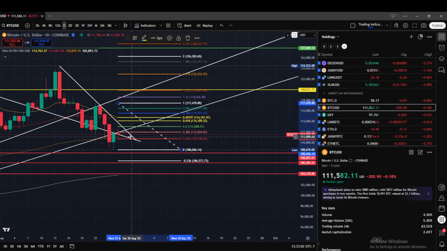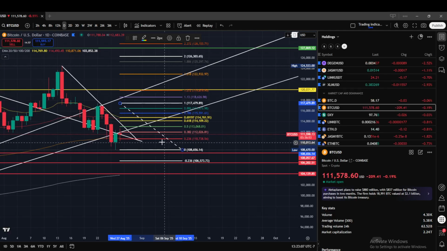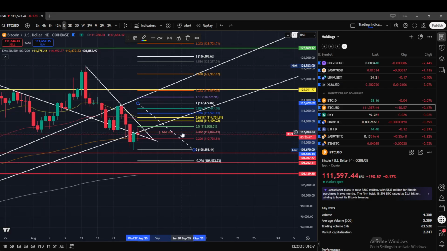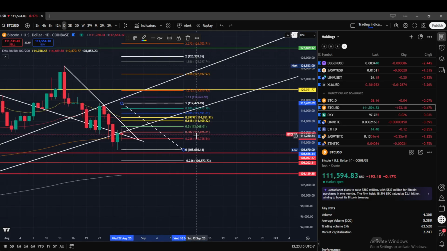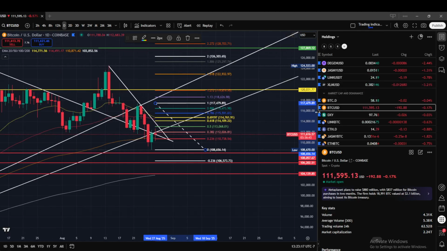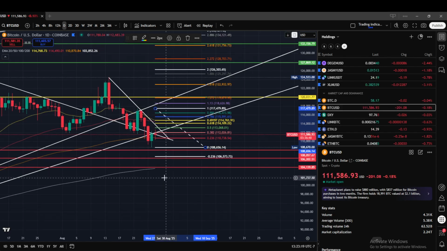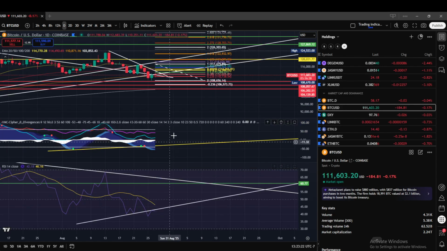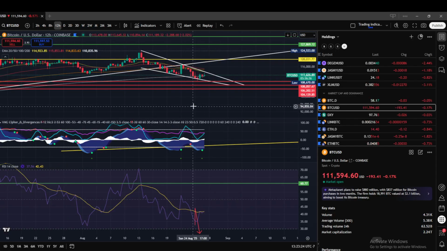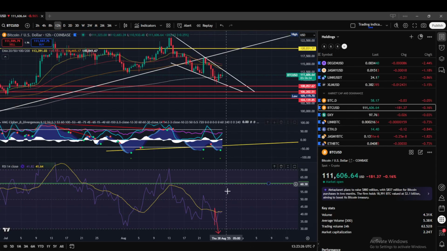Yeah, close below the 0.382. That's not good. That is not good. So we need to get above 112.26 just for continuation. Yeah, this does look bearish. This looks bearish, right?